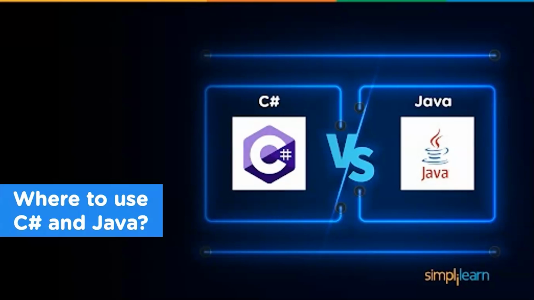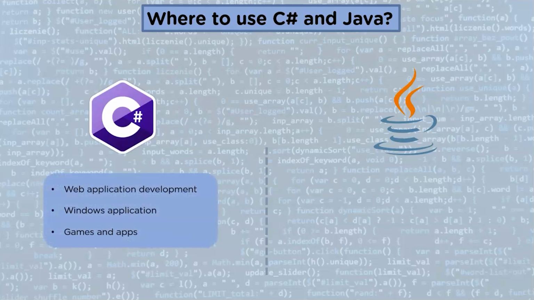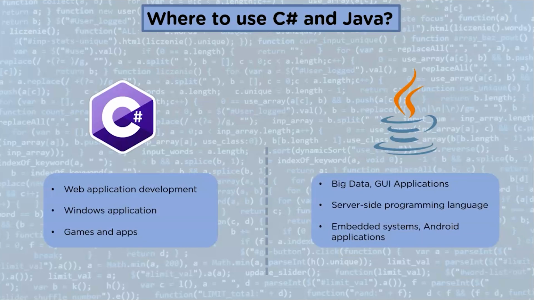Where to use C# and Java? C# is used for web application development, Windows applications, games, and apps. Java is used for big data, GUI applications. It is also used as a server-side programming language. It is used in embedded systems and Android applications.